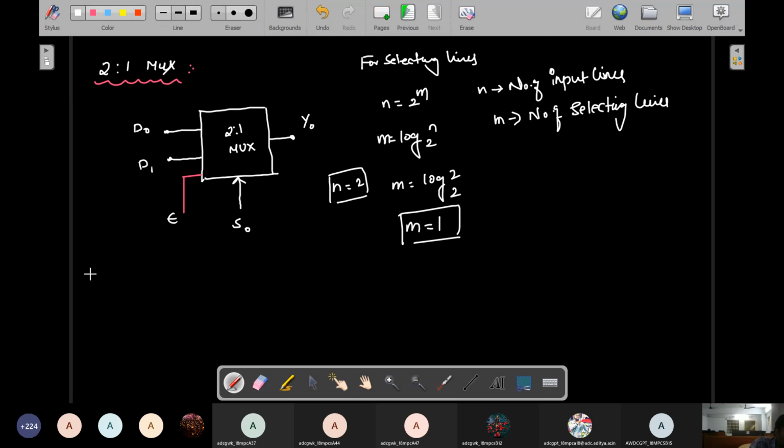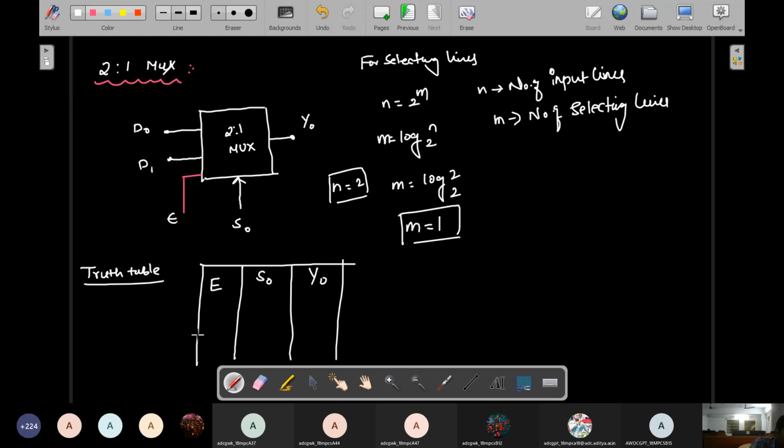Now I want to write the truth table of this multiplexer. First we write the enable terminal E, then the selecting line S0, and then the output, which is called Y0. These are the terminals. As I told you, enable is always in the on position. If enable is 0, it is not working.